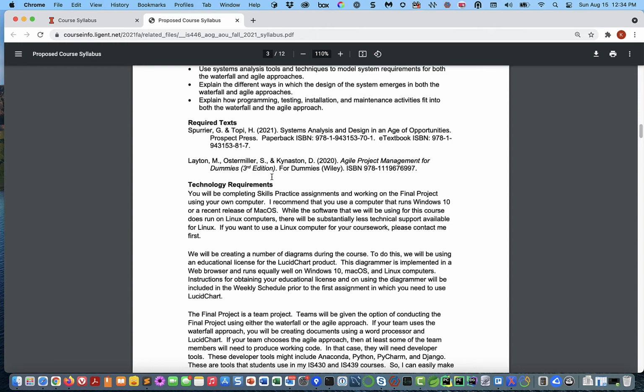The Layton book, Agile Project Management for Dummies, is more of a popular book about agile system development. It's not a college text like Spurrier and Topi is. It's not really meant to be kind of even-handed and unbiased.